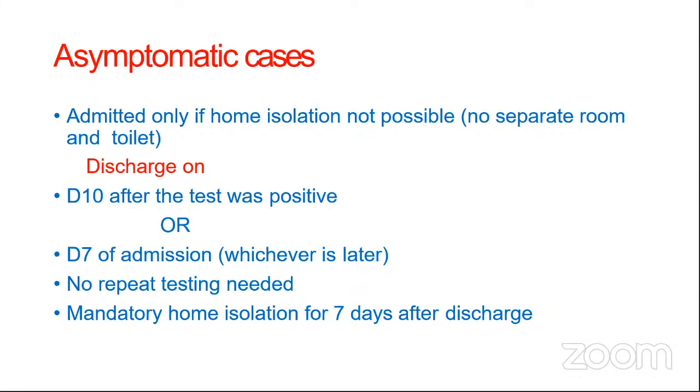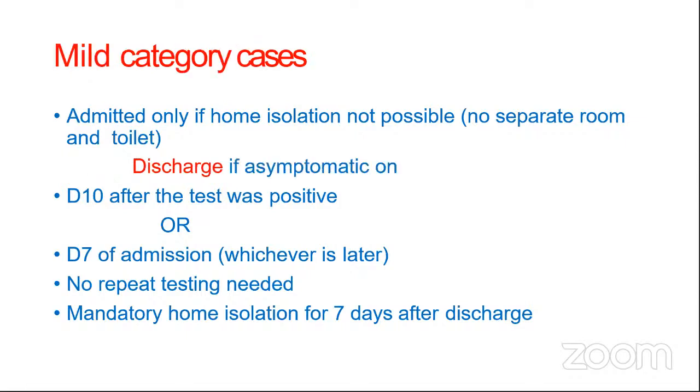So even in asymptomatic patients, this particular guidance would have to be given. Now coming to when we will discharge the mild category patients. Even these patients will not require admission. They will be advised home isolation. As discussed in the previous day's session, the mild category cases will not be admitted unless they have social eligibility criteria which are not being met, that is, there's no separate room and toilet for quarantine.